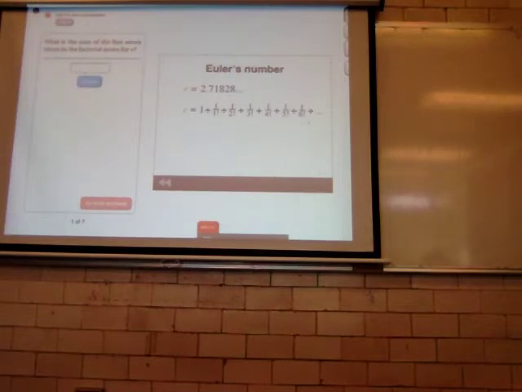The first term is just 1. The second term here is 1 over 1 factorial, which is 1. 2 factorial is just 2, so this is a half. 3 factorial is 6, so this is 1 sixth. 4 factorial is 24, so that's 1 24th. And then for 5 factorial and 6 factorial, we might want to use a calculator.